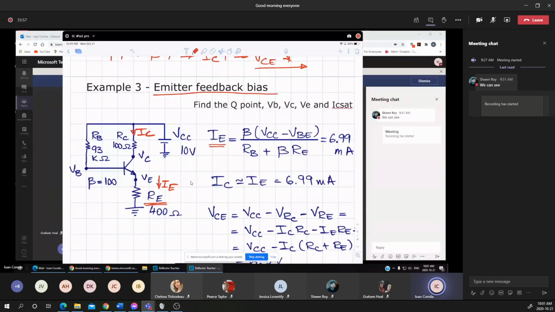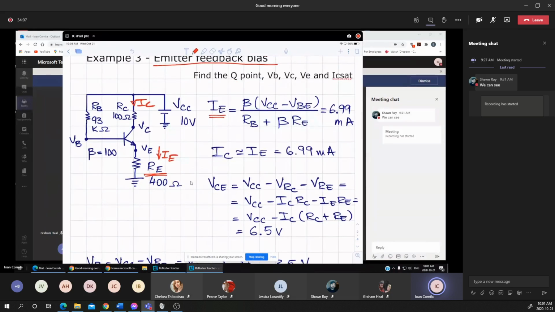That means the first step for this circuit is finding IE, and now we are working backwards. Once we know the IE, the first quantity, the IC, which is the same as IE, is given. That's the second or third assumption that we are making for the transistors.